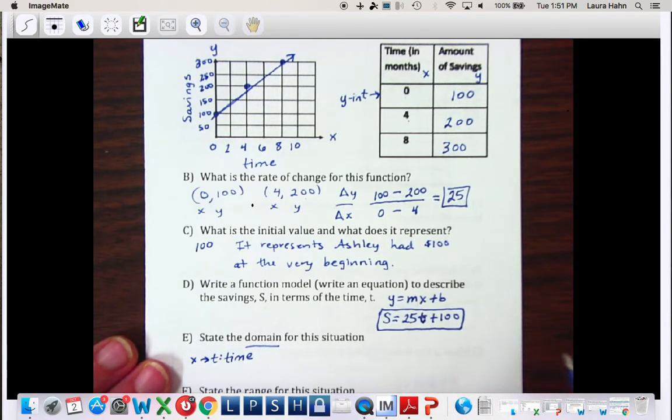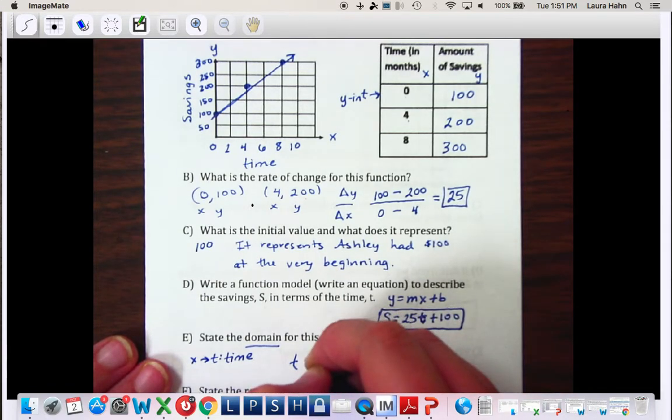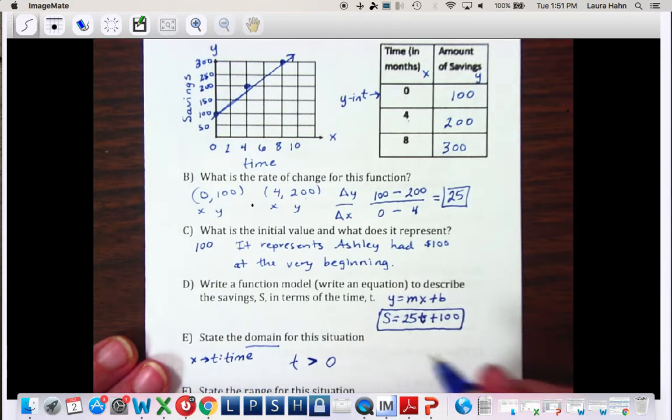So when you have one restriction, you start with your letter. In this case, it's a t. You're going to leave a space and you're going to put your restriction, which is 0, because the smallest amount of time can be a 0. So in this story, is the amount of time that she's saving greater than or less than 0? Well, I know it has to be greater than because time cannot be negative. I know it can also equal 0, which was the very beginning. So I know the domain is that the time she's going to be saving her money is greater than or equal to 0 months.